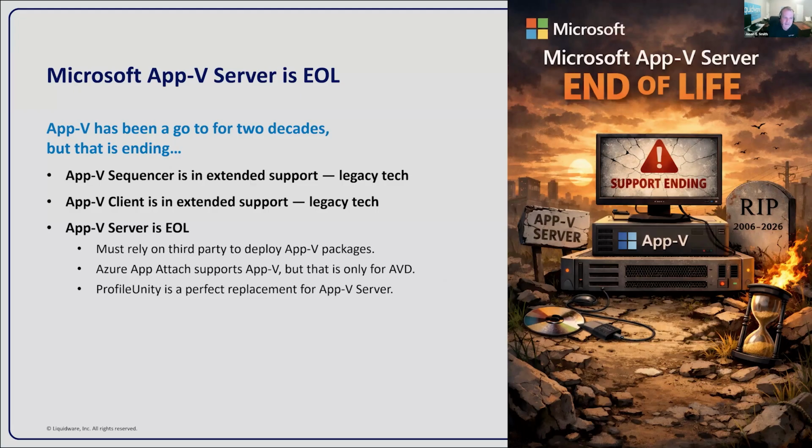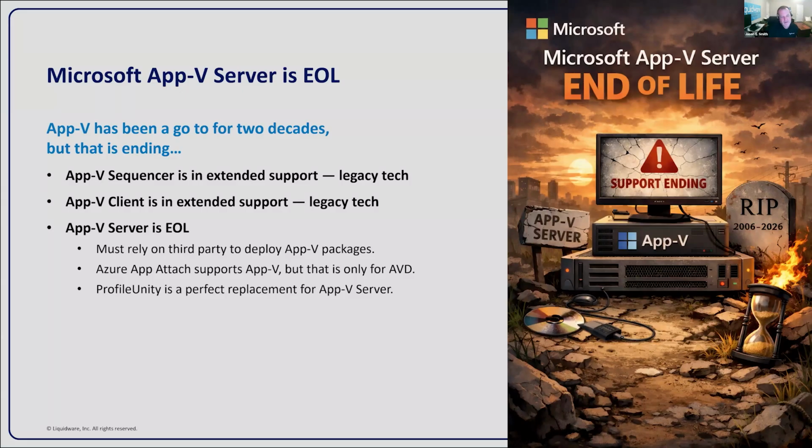So what does it mean that App-V server is end of life? To deploy App-V server packages, you must get pretty innovative to do that. You have to rely on third parties to deploy your App-V packages. Azure App Attach actually can deploy App-V. They've built that in there. FlexApp is also an Azure App Attach, but they can continue to deploy that for environments that are for AVD, for example, and it's exclusive in that area. So that's not an option for other desktop methods.